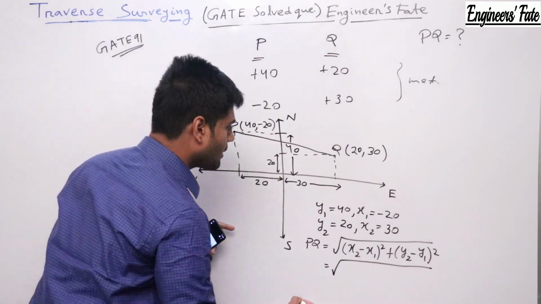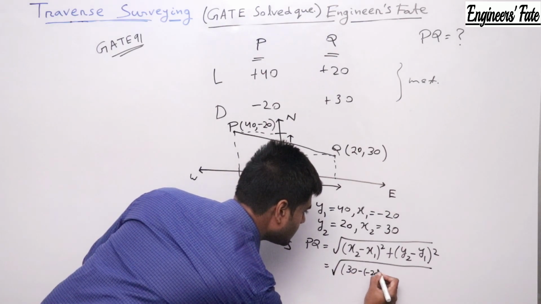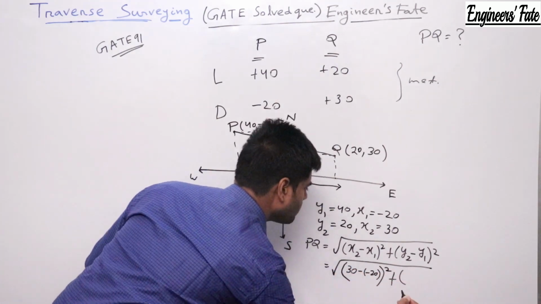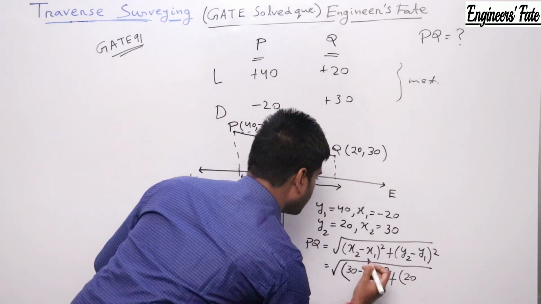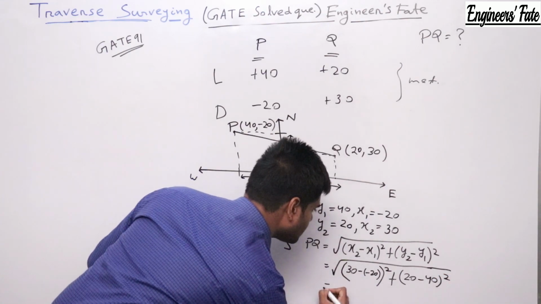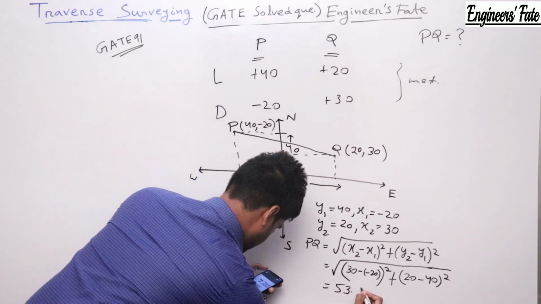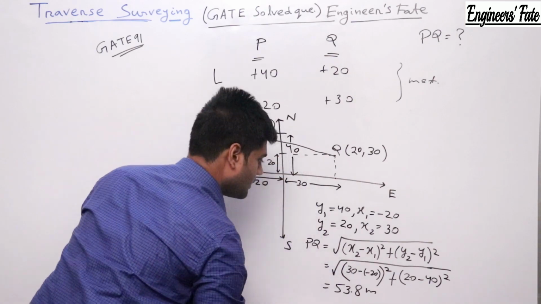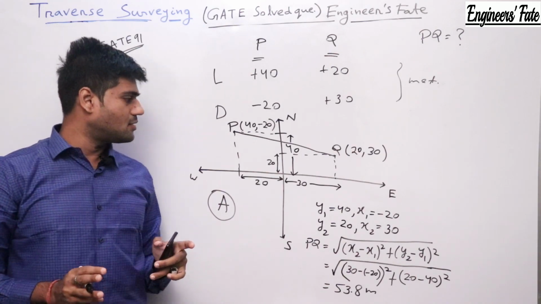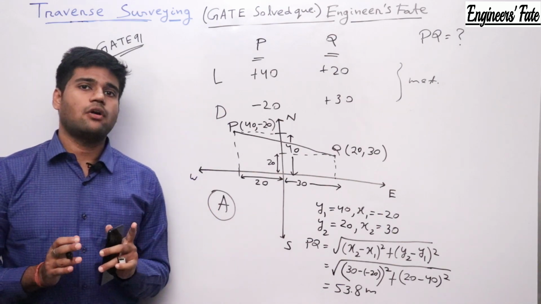So what is x2? x2 is 30 minus of minus 20 whole square, plus what is y2? y2 is 20 minus y1, which is 40, whole square. If you solve this, you will get the value as 53.85 meter. So option A is correct. I hope you understand this thing. Small thing, important for building concepts. So I hope you got this.